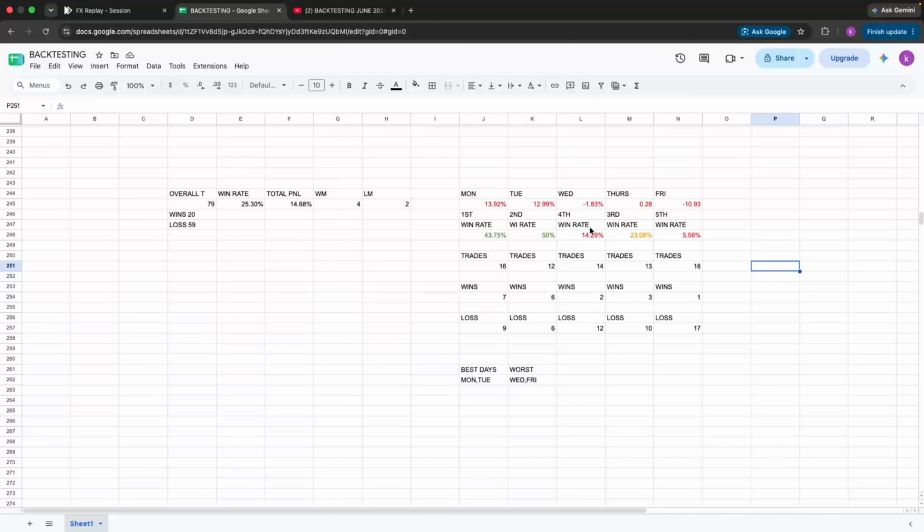Wednesday, 14.29%. So that means it's a negative because if it's not above 25%, then it's negative. Amber is 23%, so it is a negative win rate. But because of how I close on Thursdays, it does give you a break even. Friday, negative win rate, and the minus P&L tells you that, as you can see.